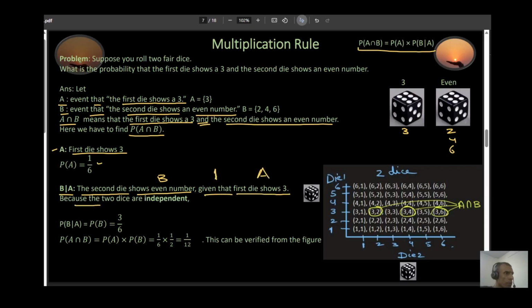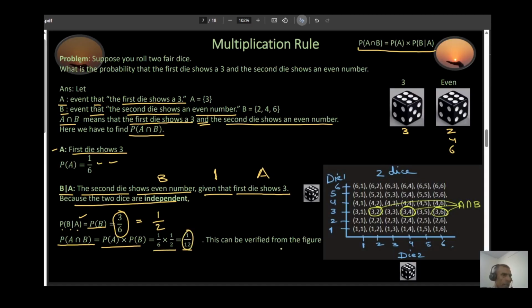Because the two dice are independent, what happens in the first die has no bearing on the second die. So in this case, the probability of B given that A is the same as the probability of B. And the probability of B is that the second die shows an even number. That would be 3 over 6 because there are only 3 even numbers. So this will be 1 over 2. I know this and I know this. Substitute in the formula for the probability of A and B, put this in the equation and your answer will come out to be 1 over 12.